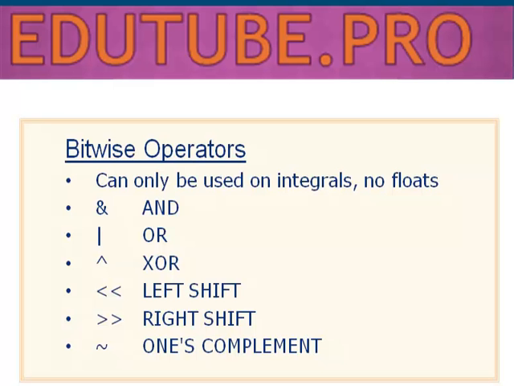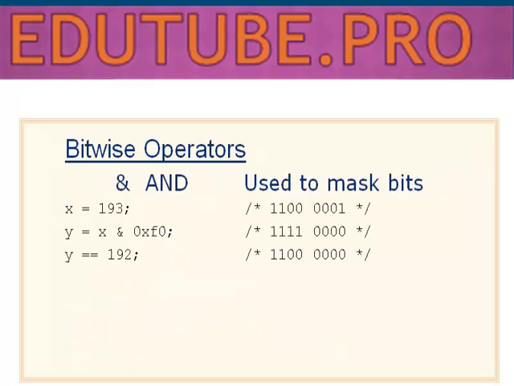So let's take a quick look through the bitwise operators. Here's a single ampersand, which is an AND. Remember that we had a logical operator of AND that was two ampersands together. This is just one. This is a bitwise AND. And what this will do is mask bits. It will take bits out of consideration.